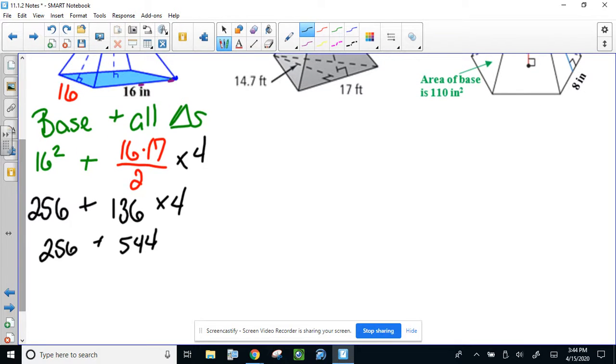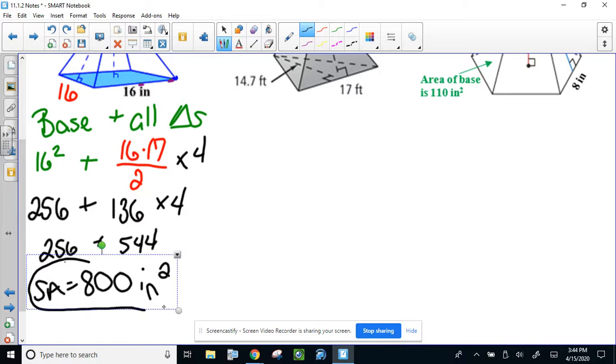And if I add that all together, I should get, wait, what did I do? I did something wrong here. Oh, I see what I did wrong. I used 136 instead of 256 when I did my original calculations on my notes. So I didn't have you guys in class to tell me I was doing something wrong. So that should give us our total surface area of 800 inches squared. And that would be our total surface area of the base plus all 4 triangles.